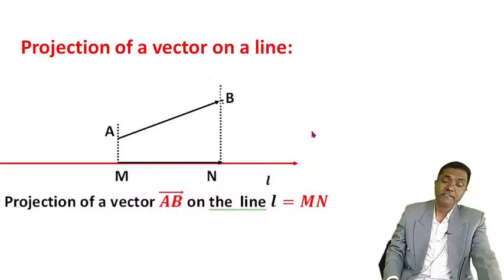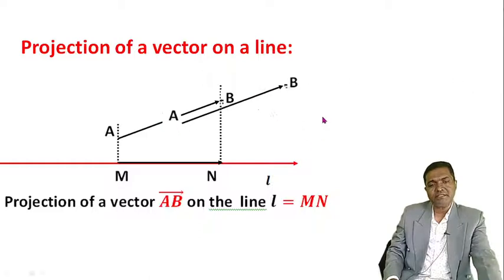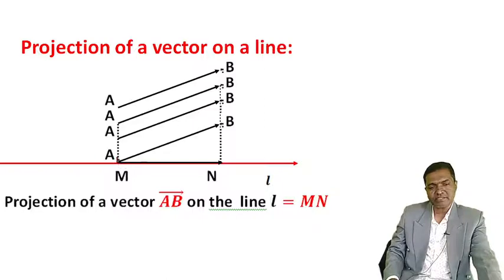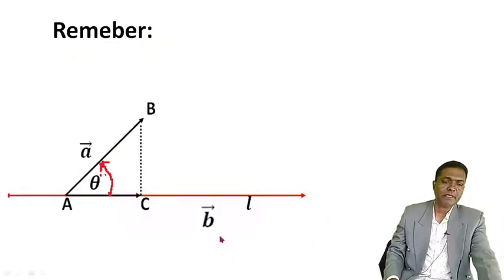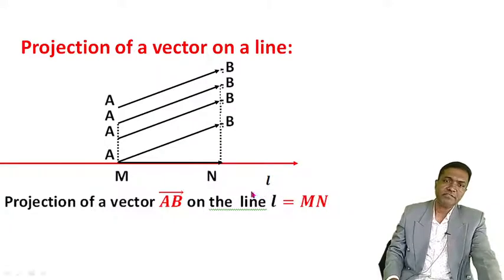As we know, vectors can be shifted without changing direction and magnitude. So vector AB can be written in this fashion. Anywhere you can shift it without changing its direction. So in all these cases, the projection is MN only. Look at this. Here A is on the line L, so in this case also it is MN. Suppose this is an angle theta, then MN can be found in terms of cos theta. That is what we are going to use.